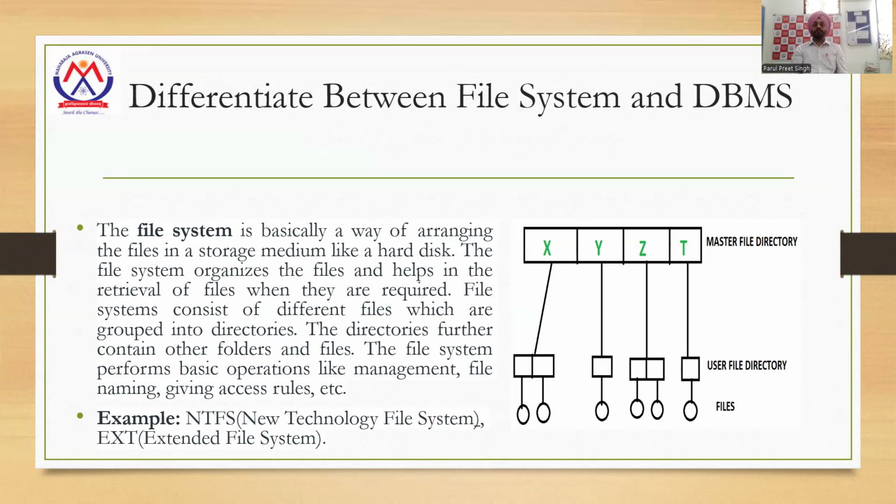Now there is a comparison between file system and DBMS. The file system is basically a way of arranging the files in a storage medium like a hard disk. The file system organizes the files and helps in retrieving all files when they are required. A file system consists of different files which are grouped into directories. The directory further contains other folders and files.